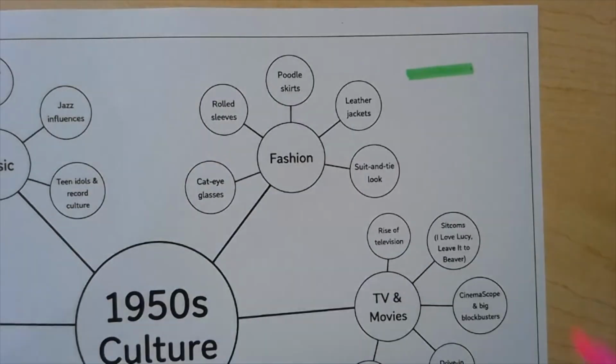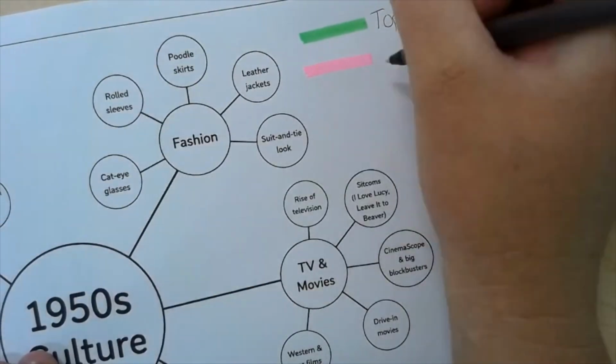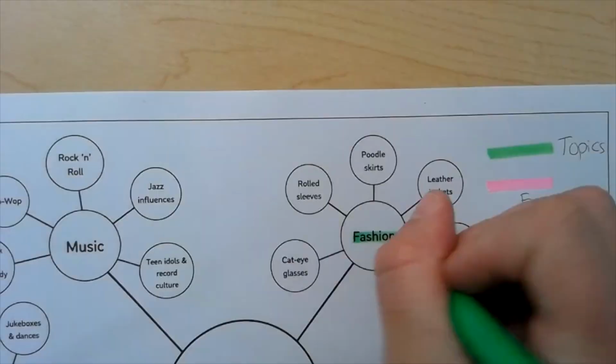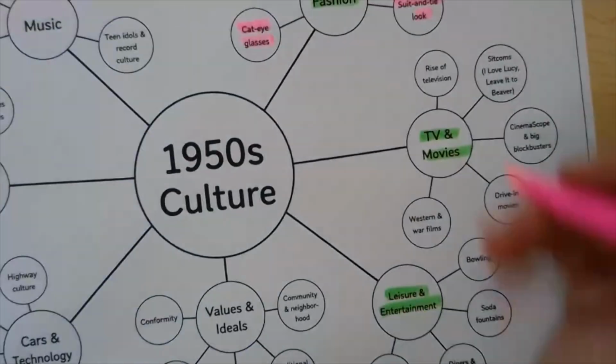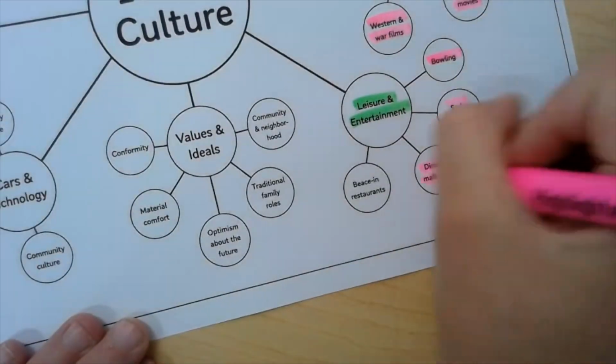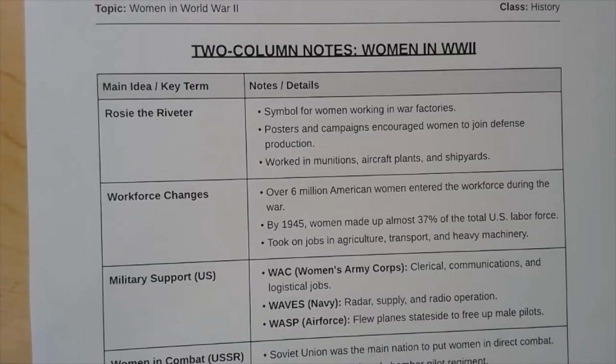In this next example, I used green to represent major topics that I had learned and pink for examples of each topic. Although I only used 2 colors, this helped me to be able to understand my notes. As I went through, I used these 2 colors to review my notes.